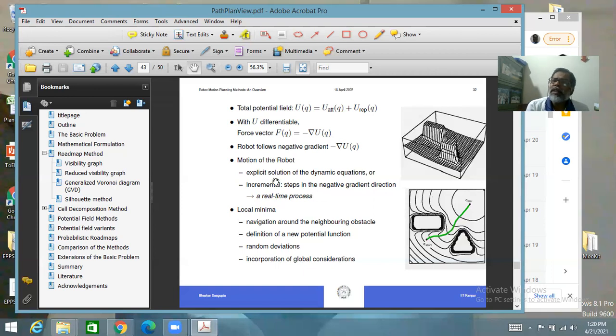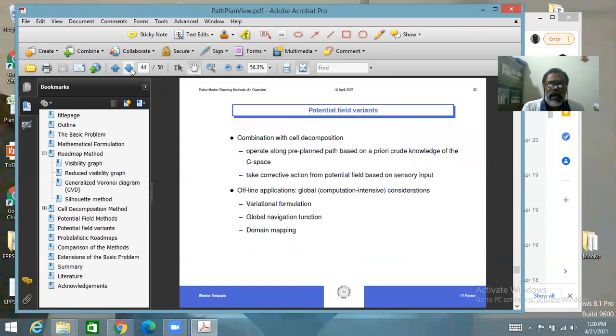However, since the other methods are offline, you say that offline methods are not that bad. We don't mind using them. Let us see how it can work. So one thing you can do is combine potential field methods with cell decomposition. And that's a good way of using it.